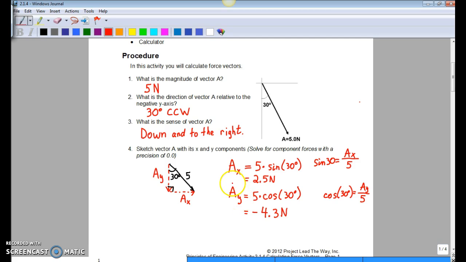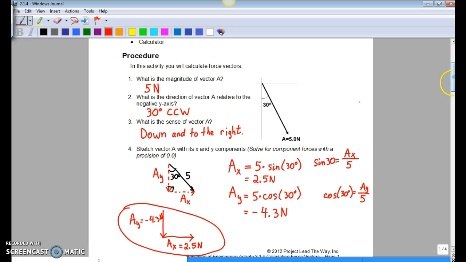So, sketching the vector with its x and y components, I guess I would probably redraw this. I would label that in the x and y components. And call that good. Box in my answer, circle it, whatever, just so that I can find my final answers quickly. So again, that's number 4.